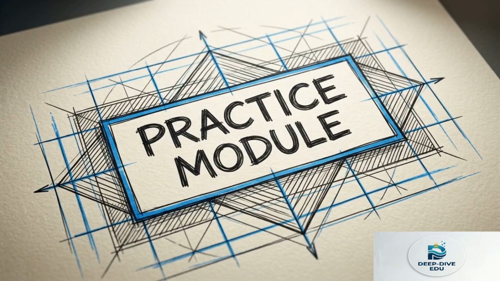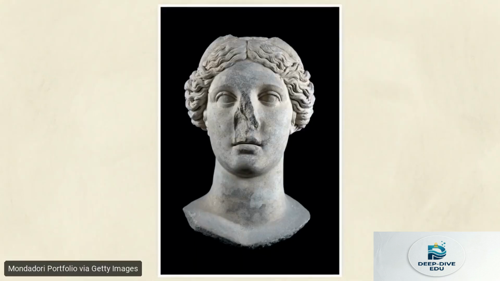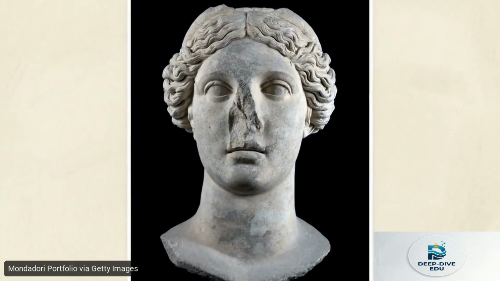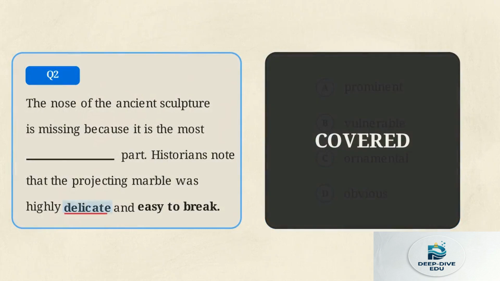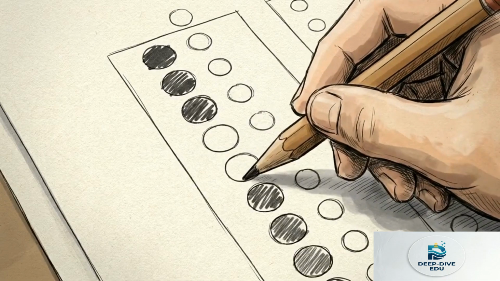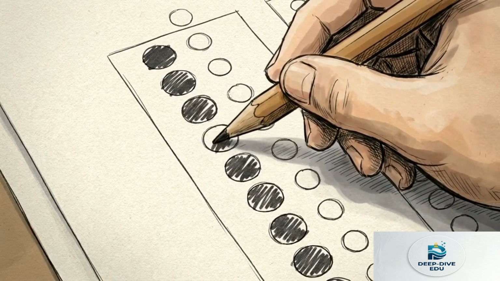Now it is your turn to apply the framework. Look at question 2 in your test document. Follow the steps exactly. The text discusses why so many ancient stone sculptures are missing their noses. Cover the answers, identify the evidence in the passage, and lock in your own prediction. Turning this 3-step process into muscle memory is the key to minimizing errors and building a more consistent score on test day.